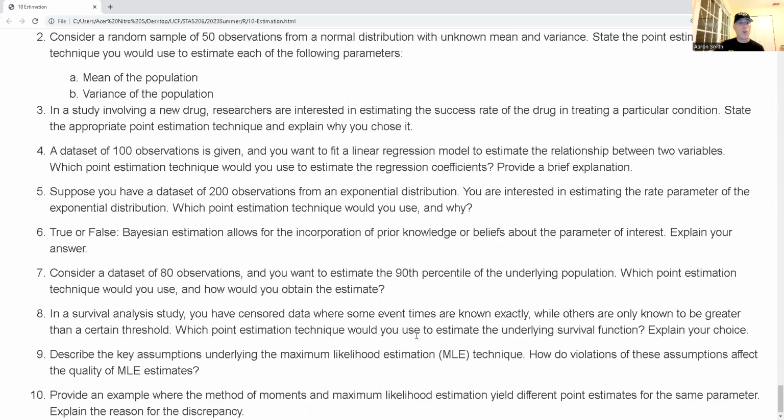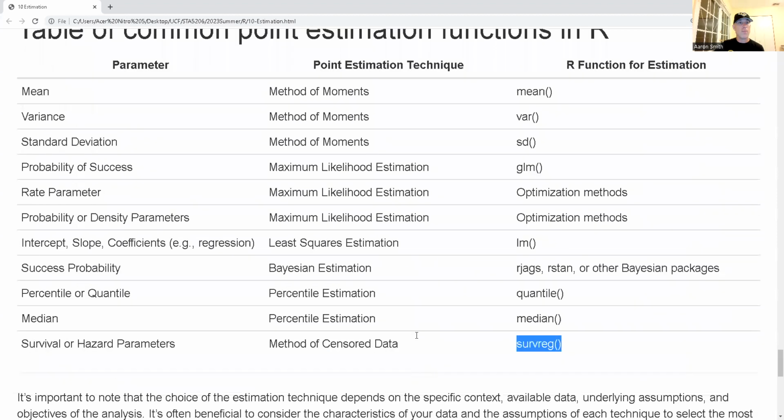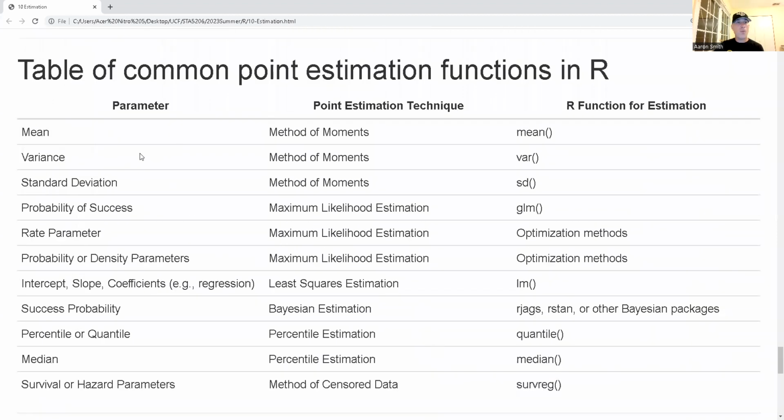And here's some homework for you to knock out. All right, I'll leave you with this table.